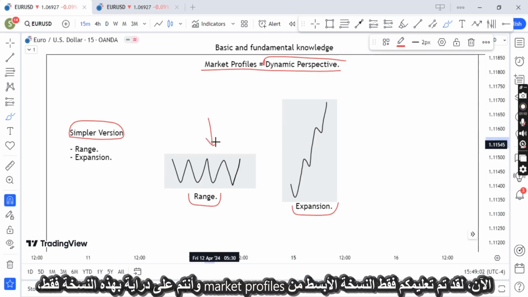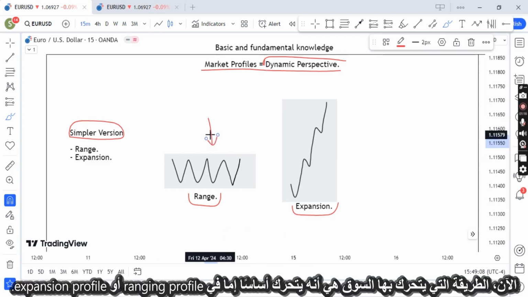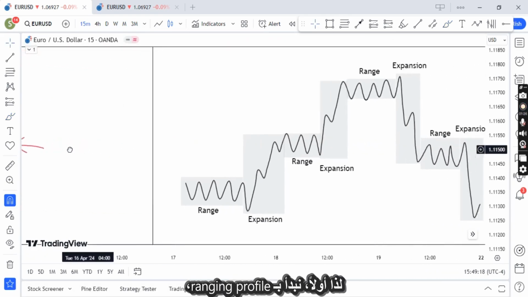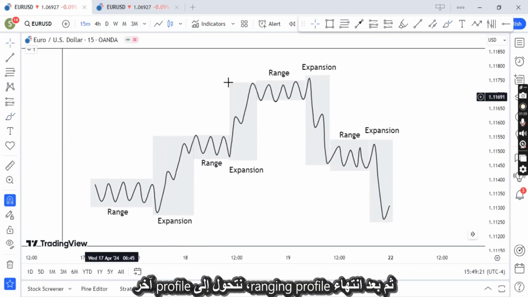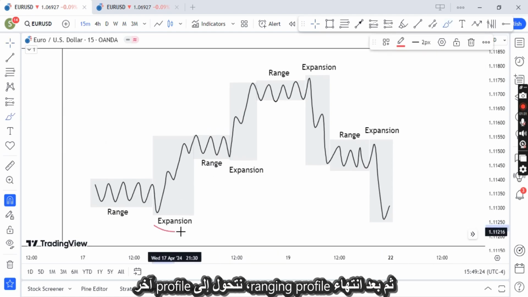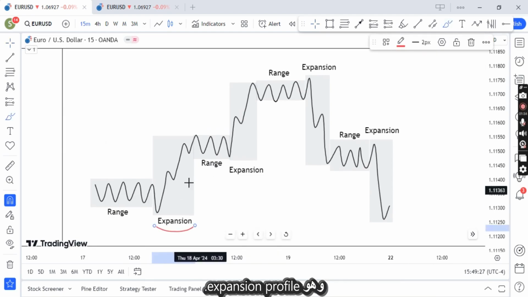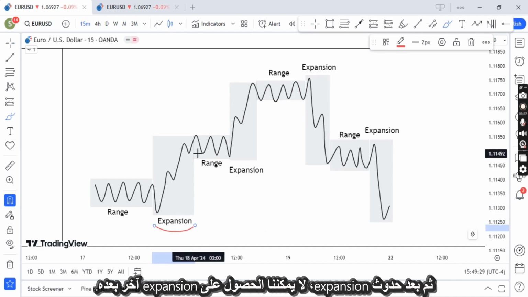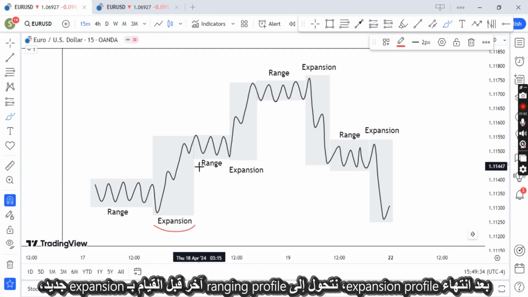Now, you guys have been taught only the simpler version of market profiles and are only familiar with this one, right? Now, the way the market moves is that it basically moves either in a ranging profile or an expansion profile. So first of all, we start with a ranging profile, and then after a ranging profile has ended, we turn into another profile which is an expansion profile. And then after an expansion has occurred, we cannot have another expansion after it. After an expansion profile is ended, we turn into another ranging profile before making another expansion, right?